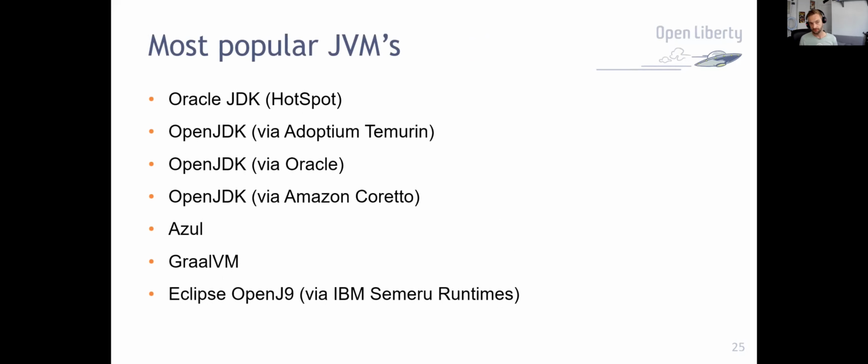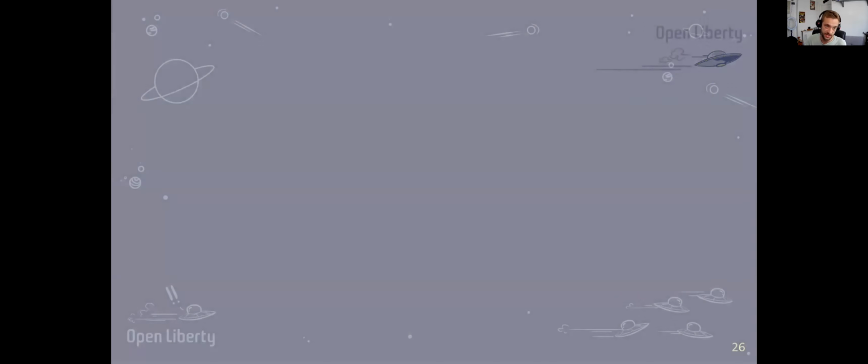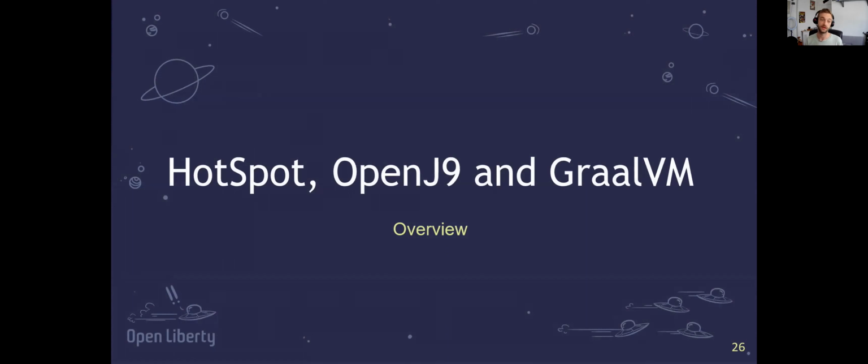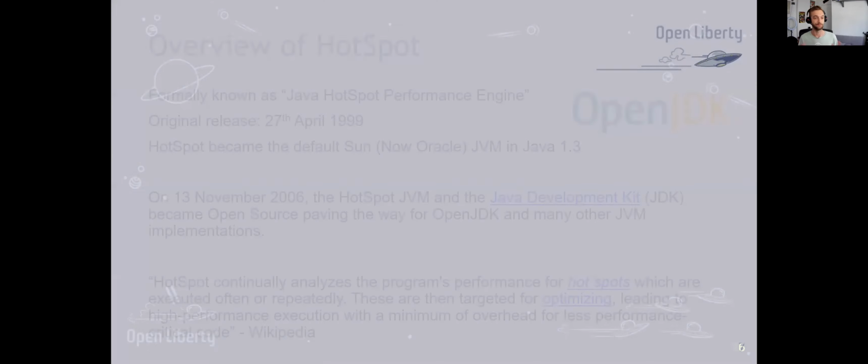So the most popular JVMs, which we all probably know, being at a Java conference, of course, are the Oracle HotSpot JDK, the Adoptium JDK, the OpenJDK via Oracle, the Amazon Corretto one, Azul, Graal, and of course Eclipse OpenJ9 via IBM Semeru Runtimes. So there are lots of different JVMs, and I'd say these are probably the most popular out there. I've picked 3: HotSpot, OpenJ9 because it has some differences to HotSpot, and then GraalVM because that is quite drastically different to the other 2, if you can call it a JVM.